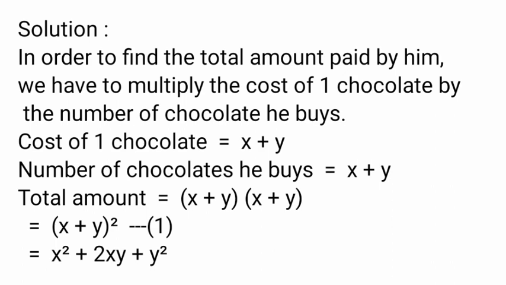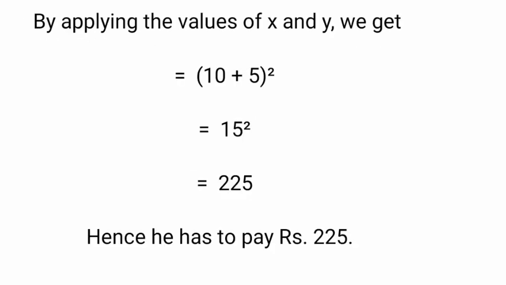Now we substitute the values of x and y. The x value is 10 and the y value is 5. Substituting, (x plus y) the whole square equals (10 plus 5) the whole square, that equals 15 square, 15 into 15, that equals 225. Hence he has to pay rupees 225. Can you understand?